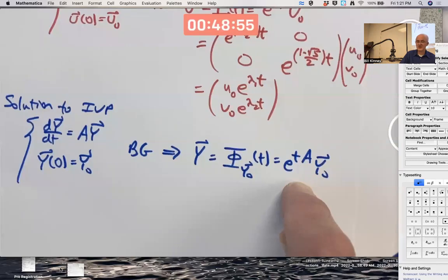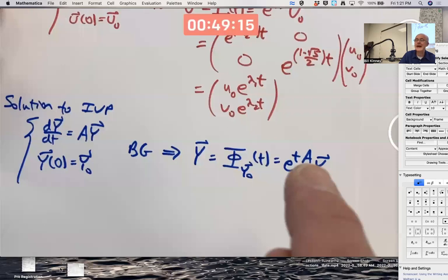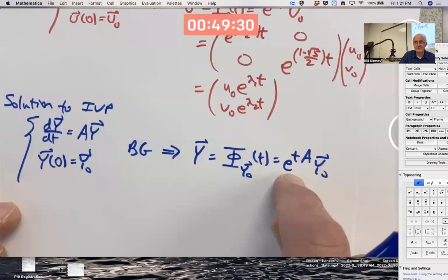By the way, all this stuff generalizes to higher dimensions. We're doing a 2x2 example. You can do it for 3x3, 4x4, 5x5, million by million. The ideas still work. The entire point of the diagonalization in this context is to compute e to the tA. The entire point of the diagonalization in the context of difference equations is to compute A to the n power. With difference equations, you use A to the n power. With differential equations, you use the matrix exponential.